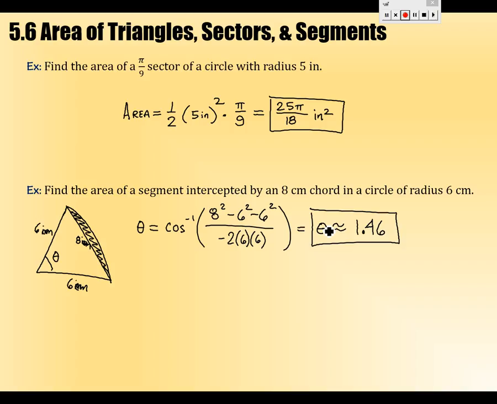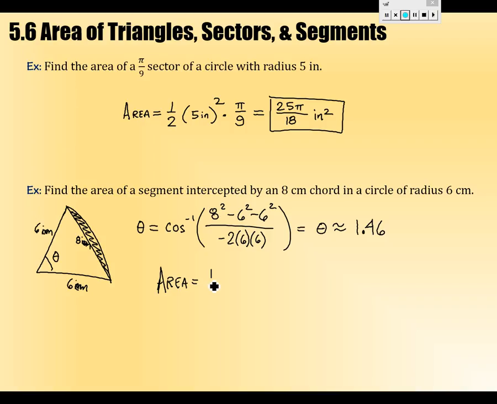I'm storing this. I don't want to put a box around that. There is more work to be done. So theta is 1.46, 18 times 3. And then now I'm ready to run that formula, right? Like what's the area?